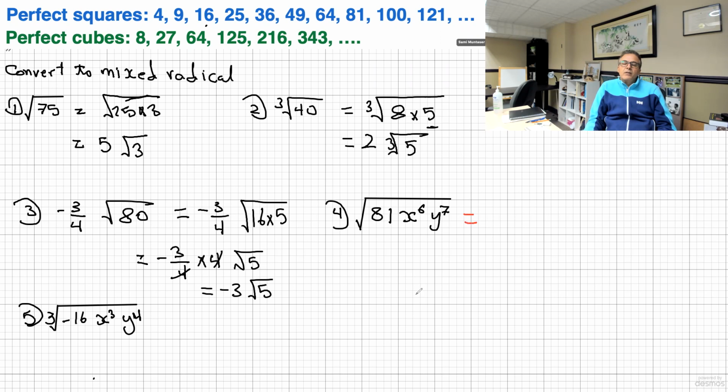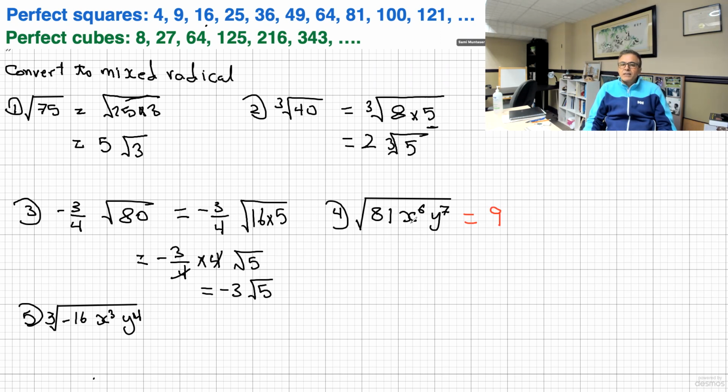How about here? So square root of 81, x to the 6, y to the 7. See, the 81 is a perfect square already, so you don't have to change it to any numbers. Since it's a perfect square already, then you know the square root of 81 is going to be 9.